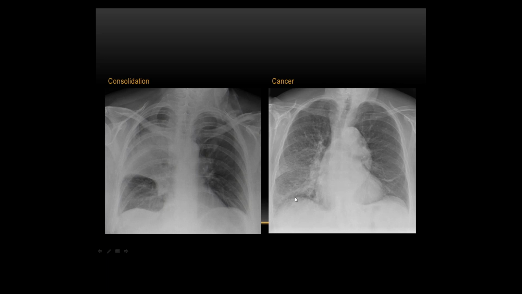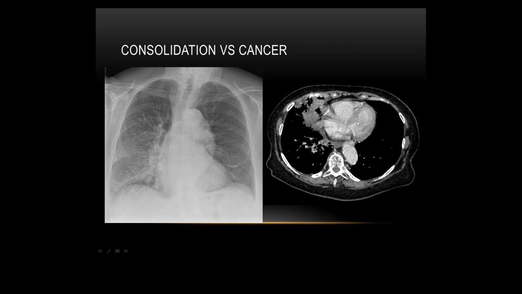Now on this one here, this person came with a smoking history and hemoptysis. They had a cough for a few months. Also, this infrahilar region here didn't look very good. So we ended up doing a low dose CT on this person, and that came back as cancer with lymphadenopathy. And then that was the CT scan there. It's confirmed, this tumour.